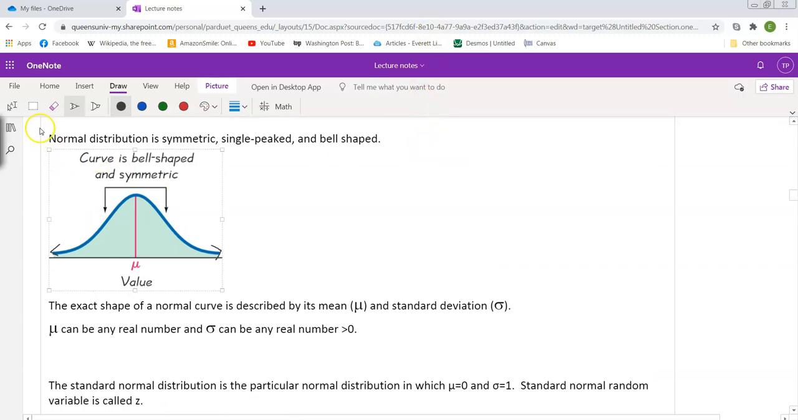So these are normal distributions. I'm not trying to mark that out, I'm trying to circle that. So that's normal distributions in general.